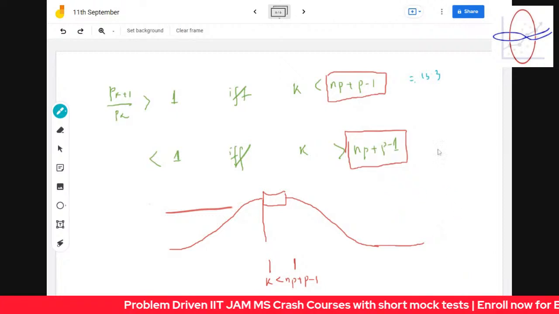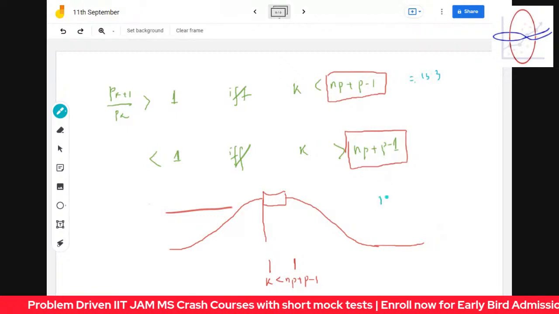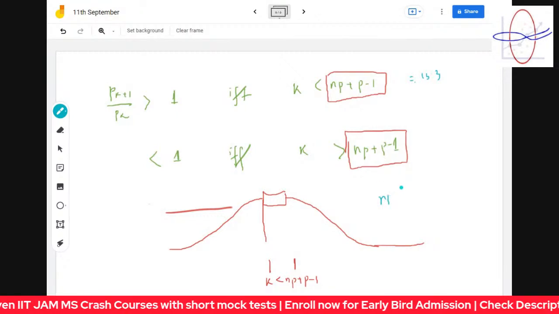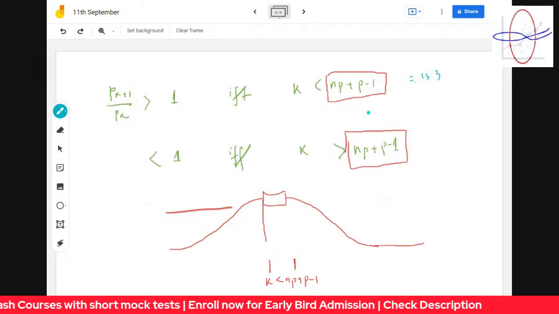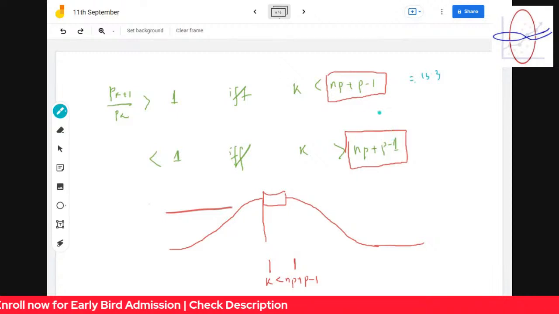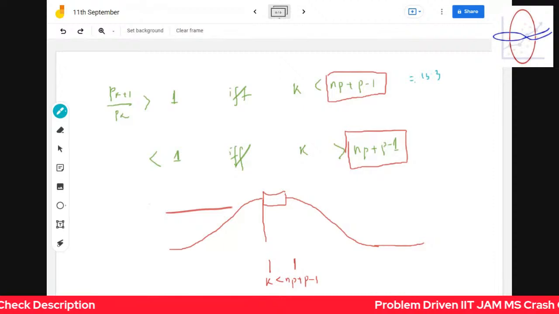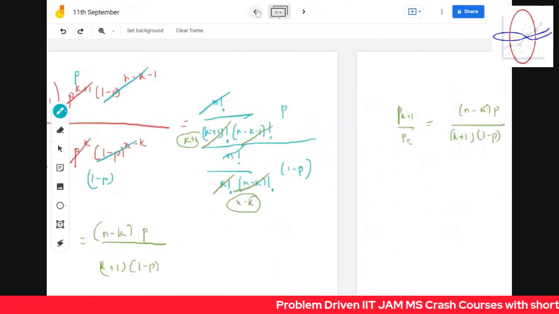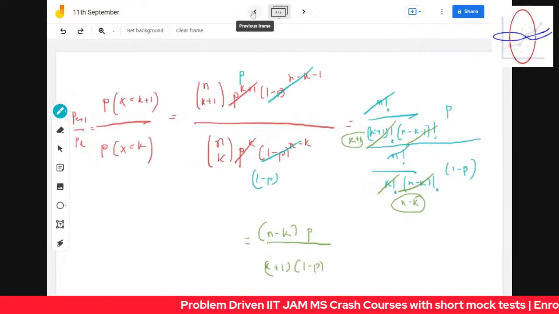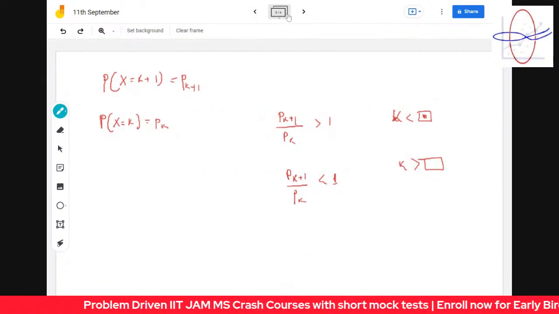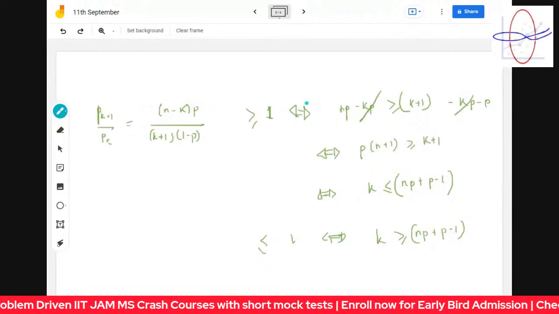Also, if np plus p minus 1 is an integer, that will be the maximum value. If it's not, then you have to check the integer just after that and just before that, and compare the probability at those points to find the maximum value. So this is a basic idea to understand. I may have made some calculation mistakes, I'm not sure, but I don't think I have. So this is the basic idea.